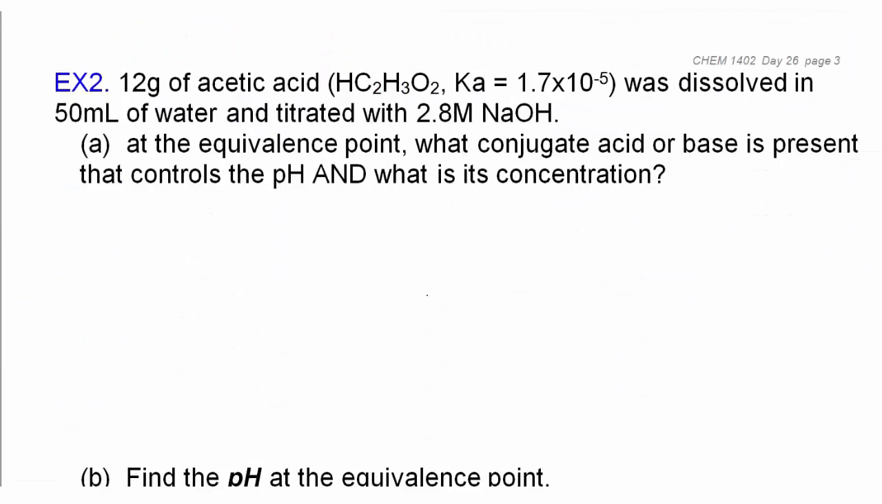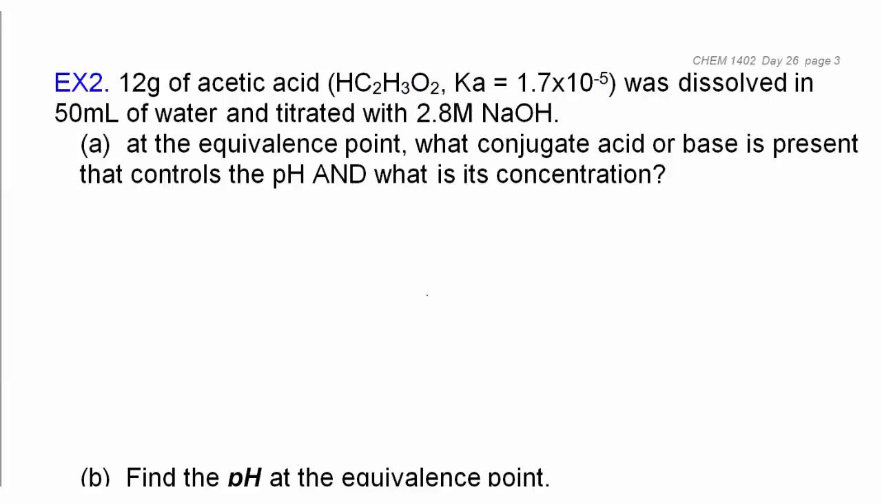12 grams of acetic acid was dissolved in 50 mL of water and titrated with 2.8 molar NaOH. At the equivalence point, what conjugate acid or base is present that controls the pH, and what is its concentration? So the same thing we did last class period.